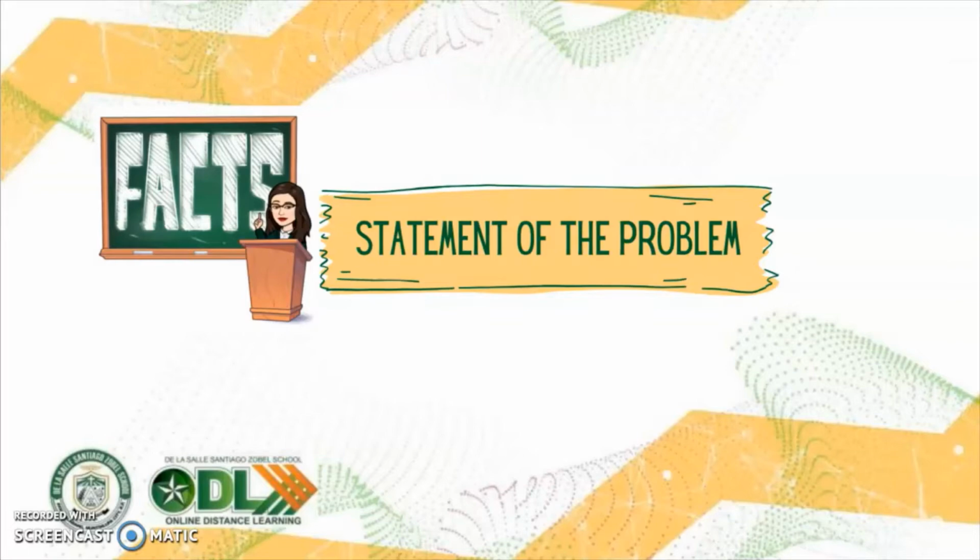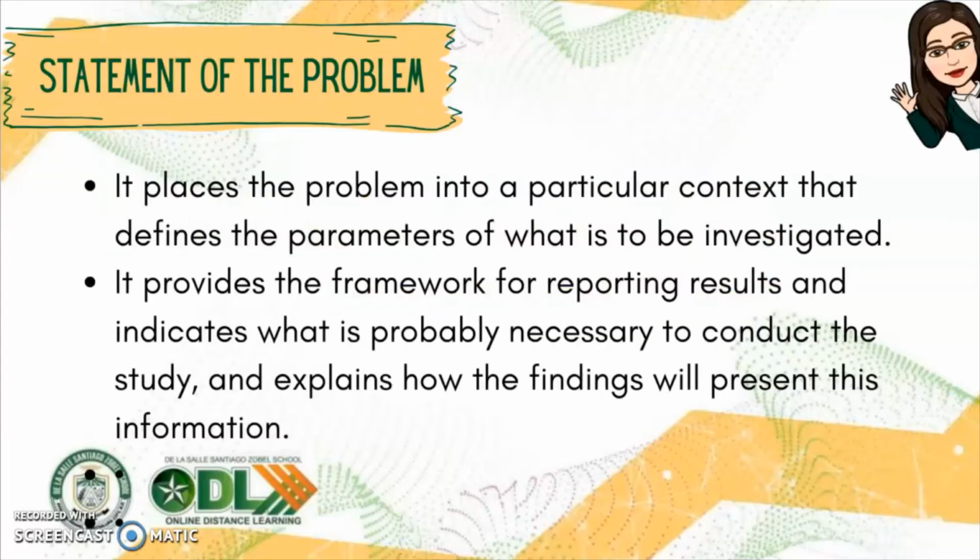This is one of the most essential parts of the research because, number one, it places the problem into a particular context that defines the parameters of what is to be investigated. That means the SOP, okay, let's just call this SOP, actually defines what your specific variables are. Also, it provides the framework for reporting results and indicates what is probably necessary to conduct the study and explains how the findings will present this information.